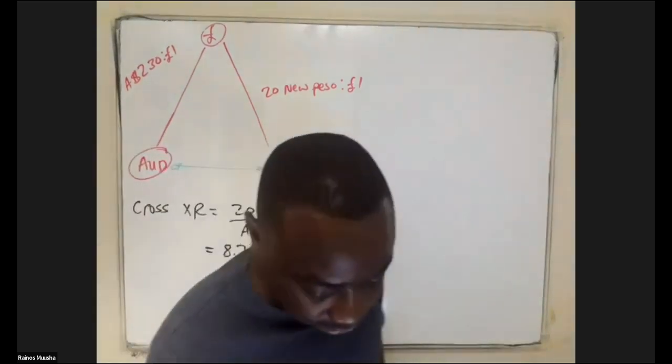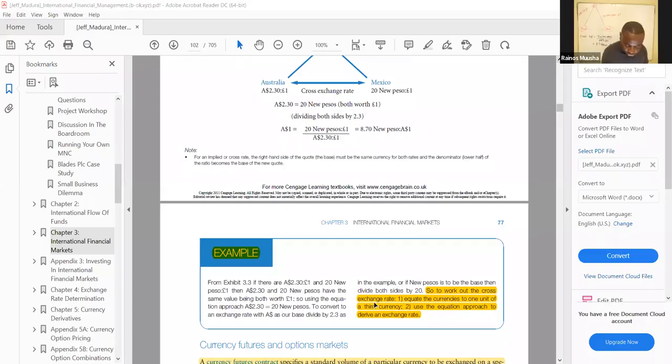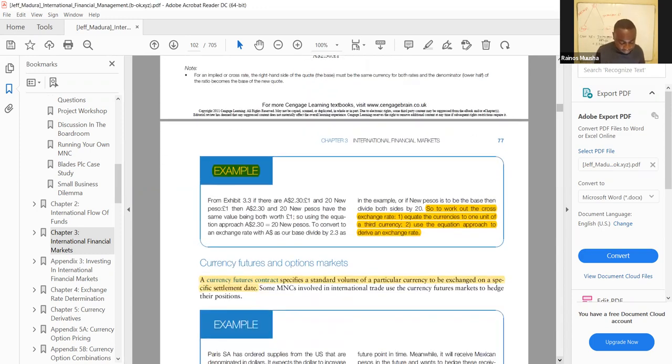Looking at this example, that's why they say, to work out the cross exchange rate, first, equate the currencies to 1 unit of the third currency, which is what has already been done here. Then use the equation approach to derive the exchange rate, which is the second part of the calculation.